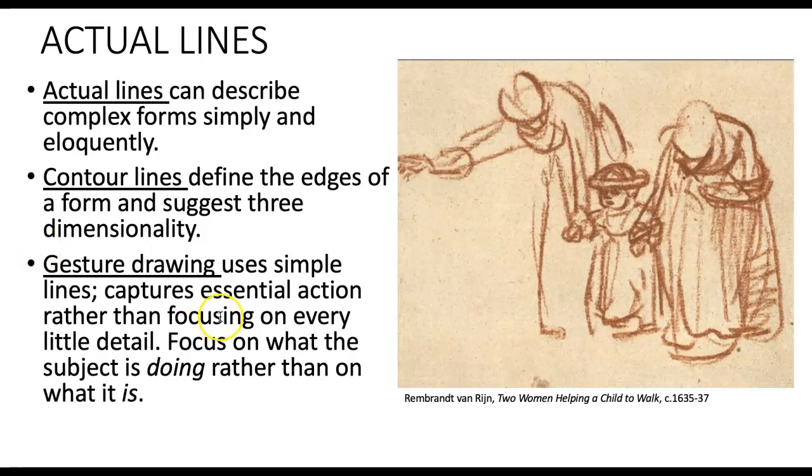In the drawing here that you see from Rembrandt, you're going to notice that this is a faster paced type of drawing called gesture drawing. It uses simple lines and captures the essential action rather than focusing on all the tiny little details. So it gives us the gist, or the quick notation, of what our subject is doing. Plus it provides a really nice line characteristic of fast quality.